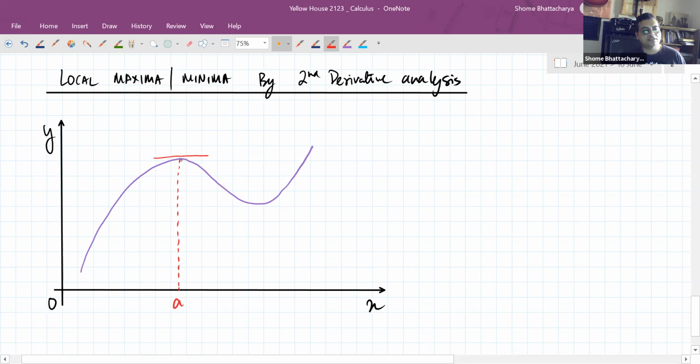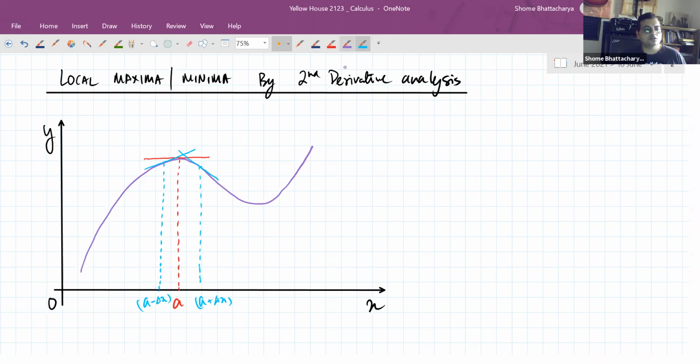So the slope of a tangent drawn here is 0. But as we discussed earlier, if you draw a point before this, at a point like a minus delta x, slightly before this, the derivative has a positive value. And if you draw a point just after this, the derivative has a negative value at a plus delta x. So we'll come to the minima point also, but let's focus on the maxima point first.